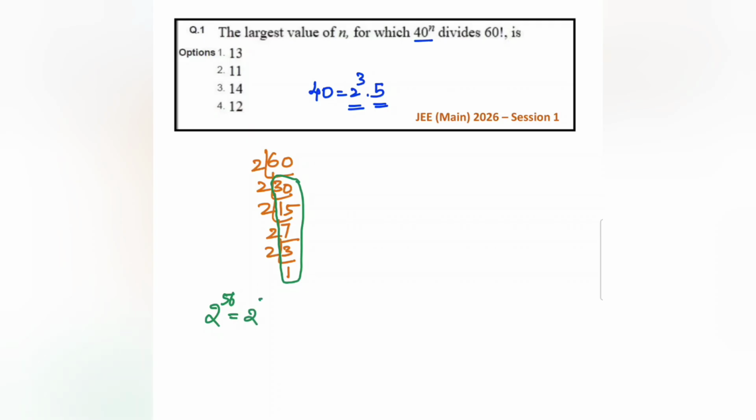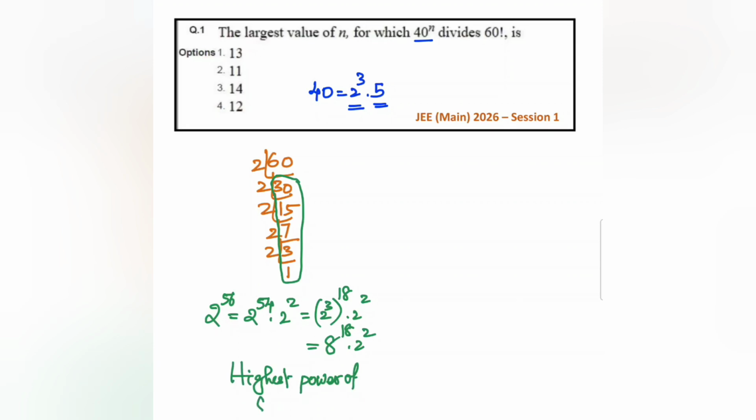Therefore, this is nothing but 2 power 54 into 2 square, which is nothing but 2 cube power 18 into 2 square. So this is nothing but 8 power 18 into 2 square. So therefore, the highest power of 8 in 60 factorial is 18.